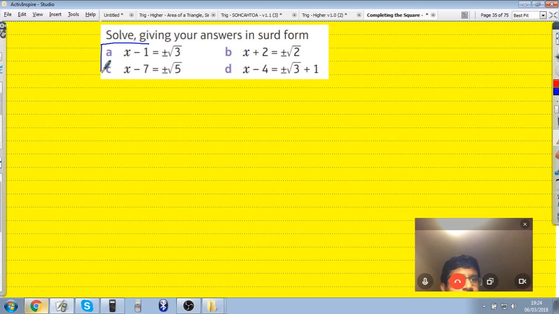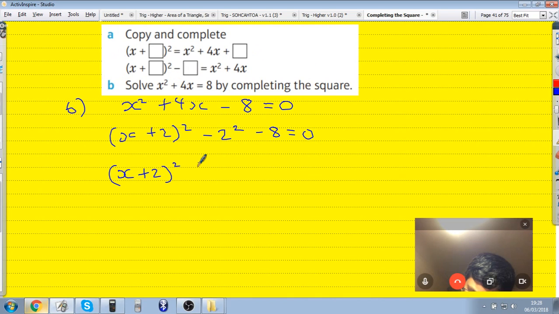So (x + 2)² minus 4, minus 8, minus 16. Minus 2 squared? What is minus 2 squared?